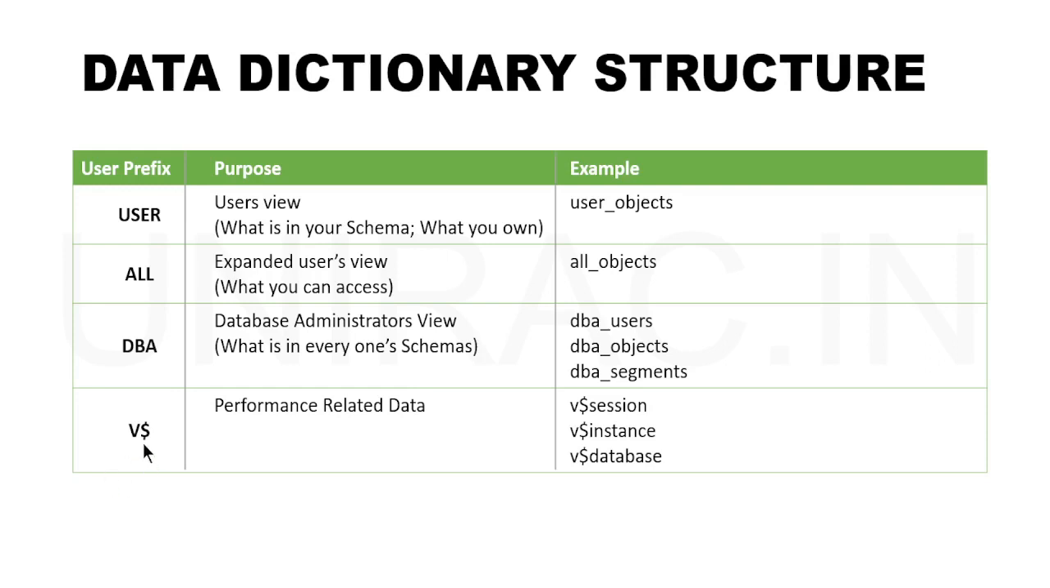And with the V$ prefix, we can find out the metadata information about your performance-related stats. Those views are V$SESSION, V$INSTANCE, V$DATABASE. These are the examples which we have. There are many. We can find them from the dictionary table.